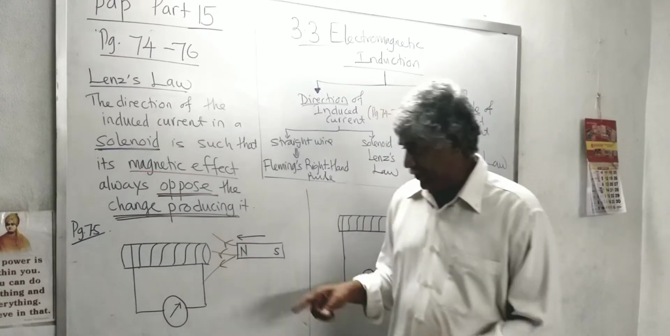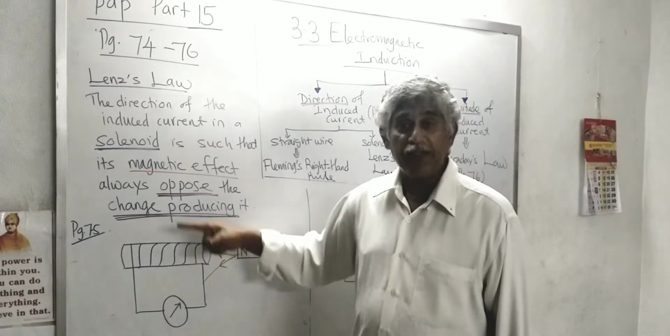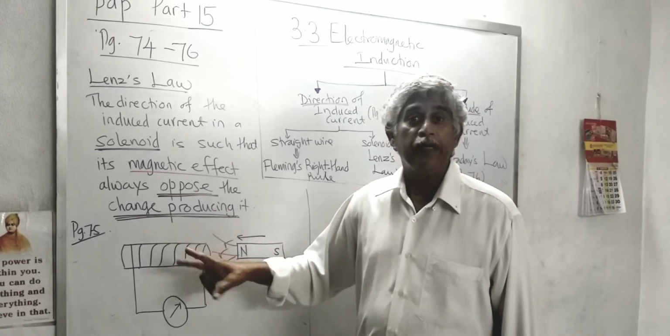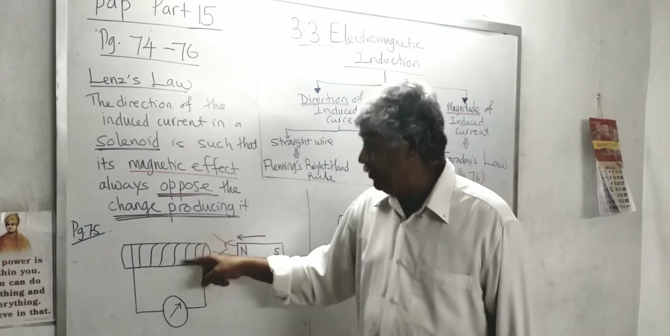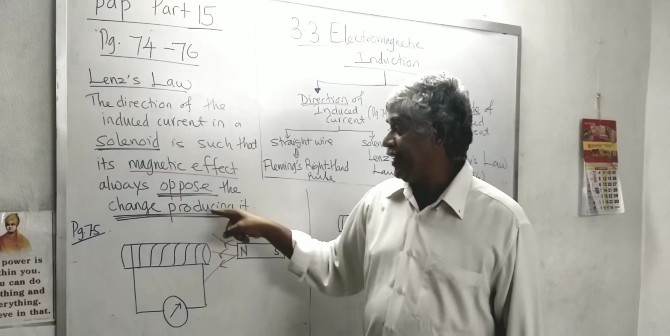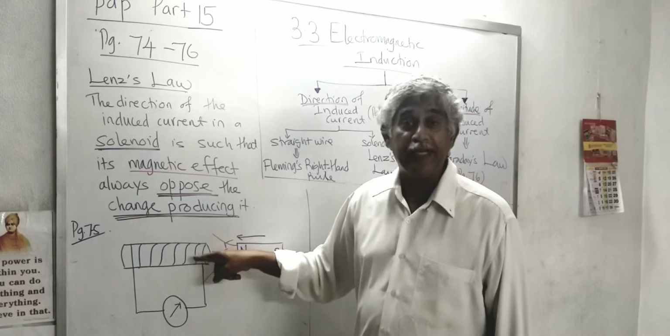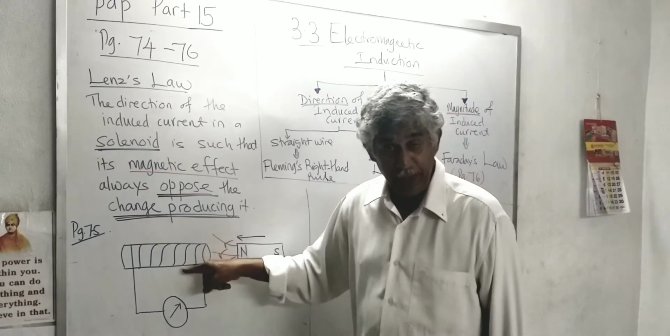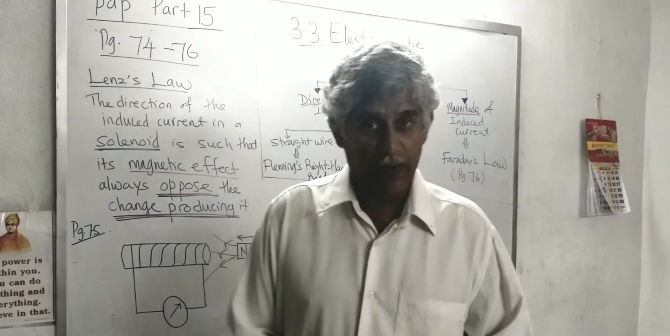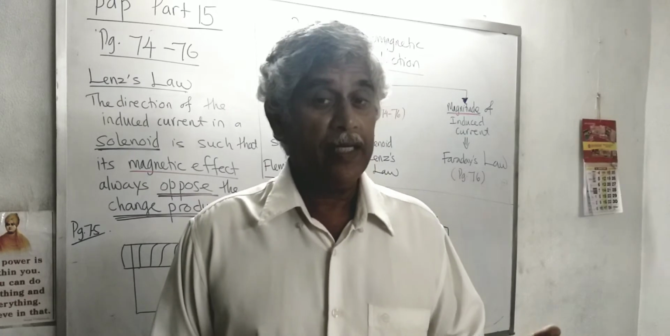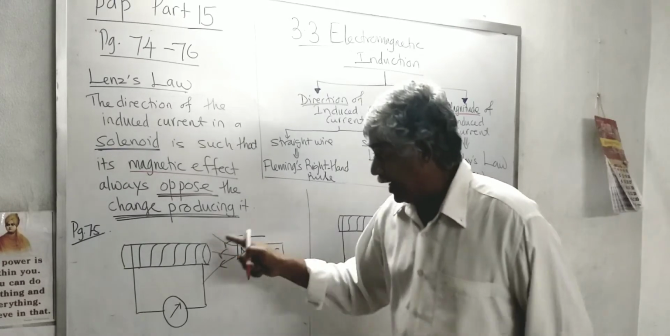So what happens when the magnet goes in? There is a current induced in this solenoid. Remember, when there is current in a solenoid it induces a magnetic field, and that magnetic field will oppose the change producing it. What is producing it? The north pole magnetic field. So this induced current will oppose the north pole. What pole will oppose the north pole? Definitely the same pole will oppose the north pole. What is the same pole as north pole? Another north pole. That means the current that is induced here.